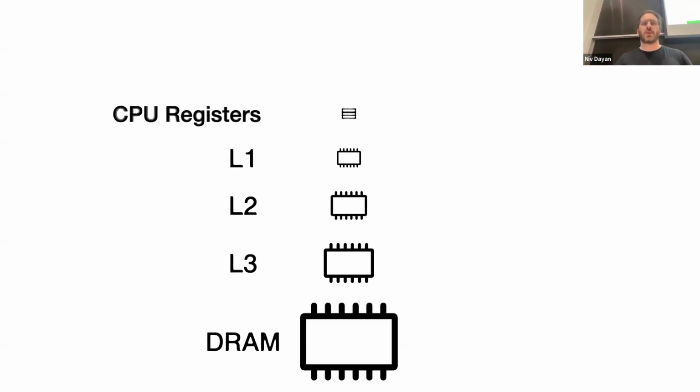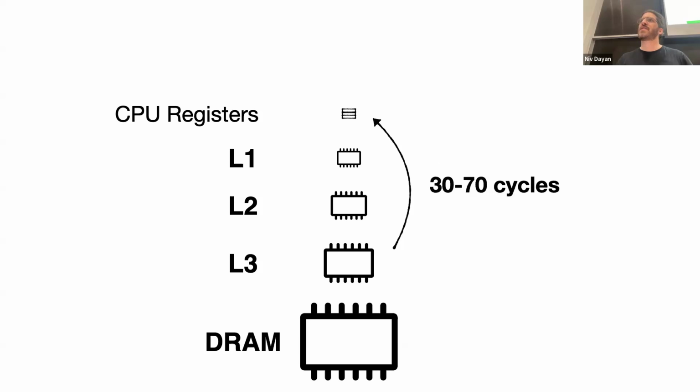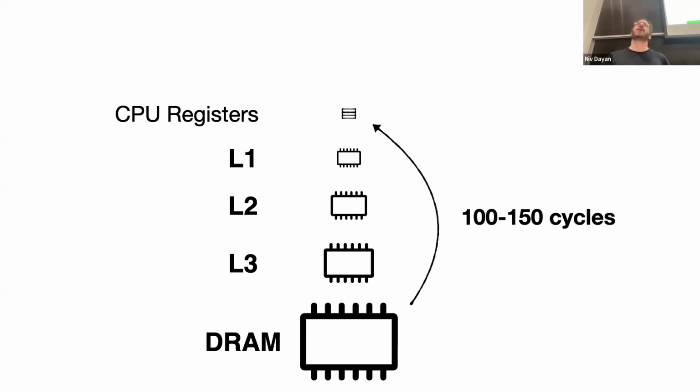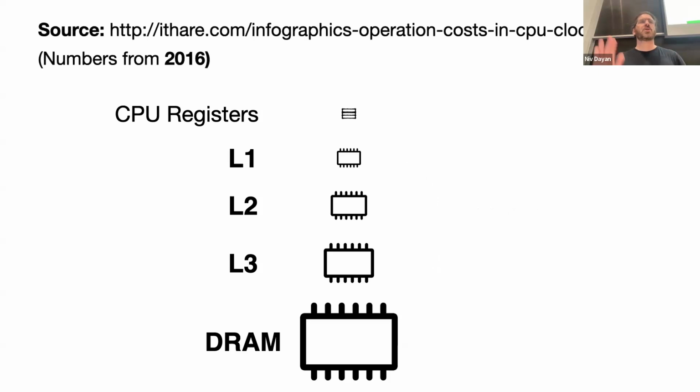Okay. So in terms of latencies, bringing a word from the L1 cache to the registers takes you something like 3 to 4 cycles. Bringing something from L2 to the registers, 10 to 12 cycles. From L3, 30 to 70 cycles. And from DRAM, 100 to 150 cycles. Now, this is all based on numbers from 2016. Probably things change a little bit, but then again, probably not by too much.